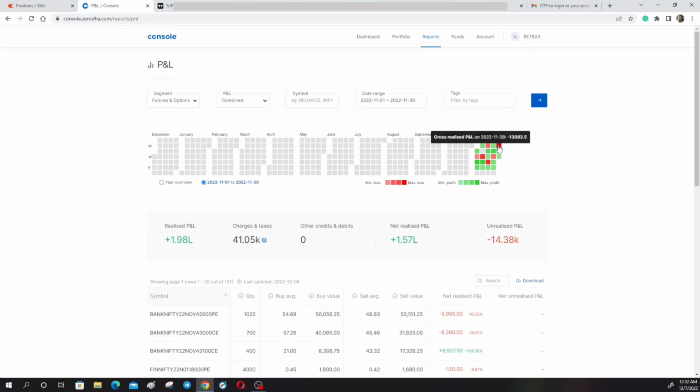But why am I still saying this is big? Because on that particular day I was not at all ready to trade. I was busy with something. I hadn't made up my mind how to trade. I just punched my order, and my risk appetite for that day I kept at just 7k.